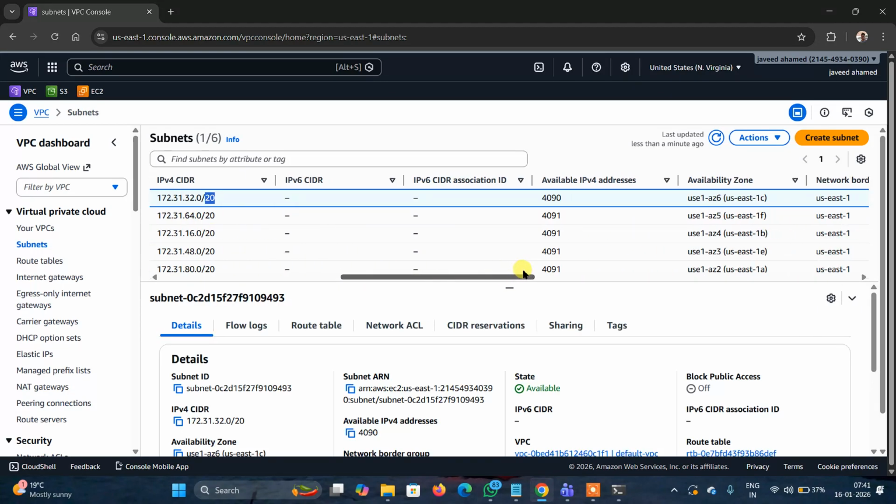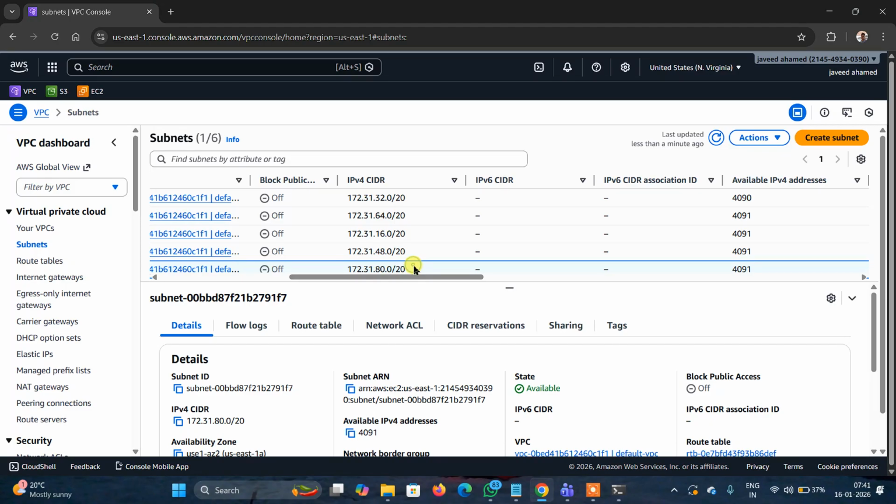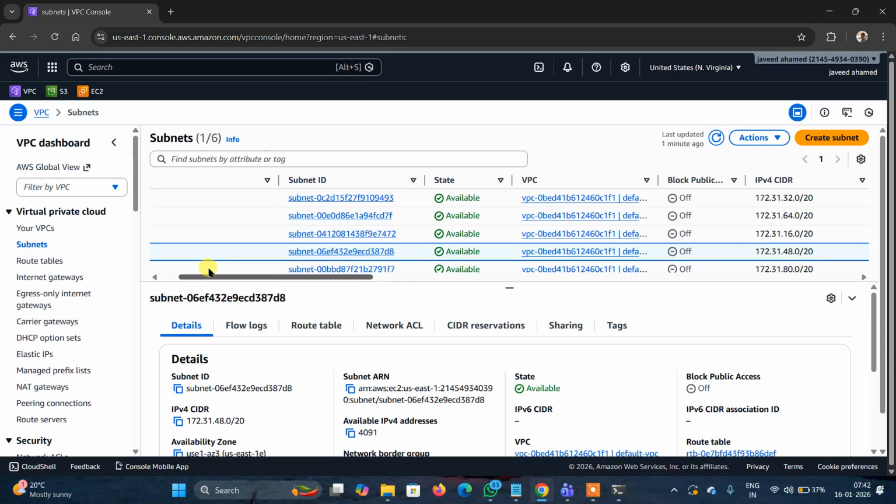What is the CIDR value, brother? 2 to the power 12? No. Check here, I'm showing here. Check how much the CIDR value is. Yeah, 20. So now how many IP addresses are there? Okay, 4091. Yeah. It is the default VPC. Inside the default VPC, they created a subnet.